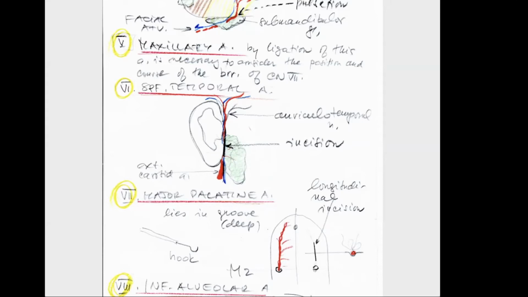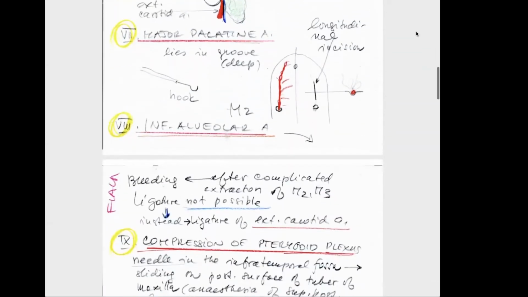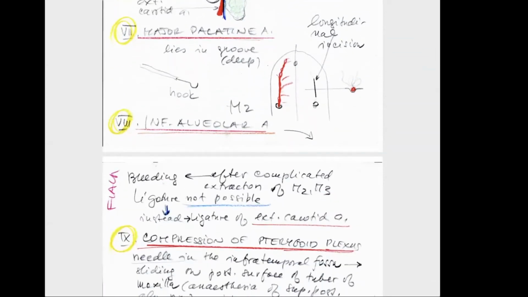More complicated is the following artery, which is the major palatine artery, arteria palatina major. The major palatine artery, as you see in the simplified diagram, runs together with the small vein and the nerve of the same name, and the artery runs ventrally. It lies in the groove, in a relatively deep position.